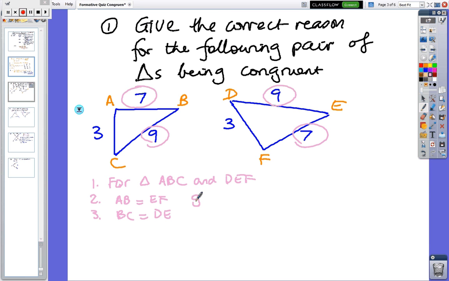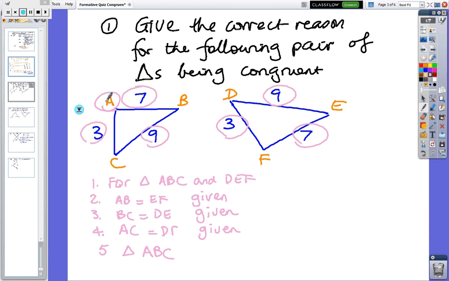So these are given. The reason is given; they were given in the diagram. You have to say those things. And the last one, AC equals DF, and that was given. So therefore, triangle, now let's be careful. Let's just do ABC. So A going to B.